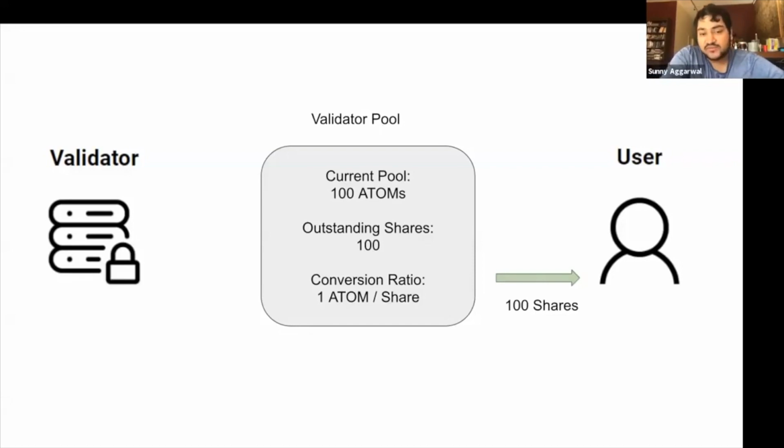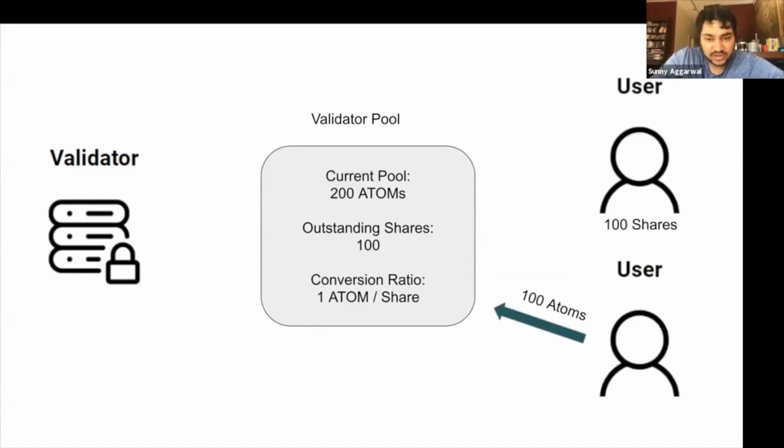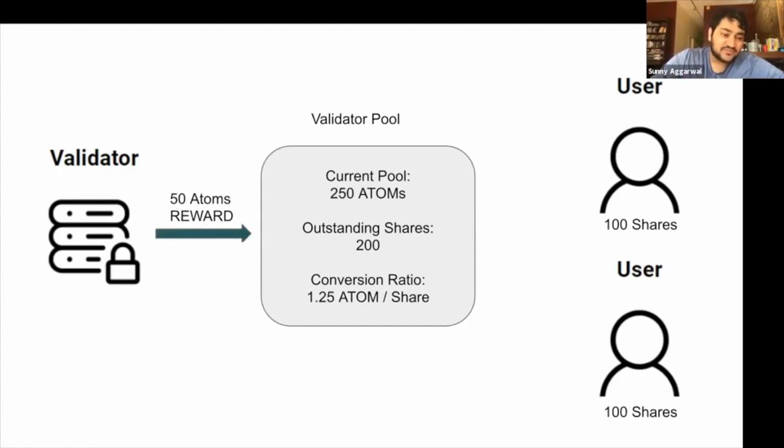And we keep track of the conversion ratio between atoms and shares. That way, if another user comes in and deposits 100 atoms, they also get shares back at the same atom to share ratio. So they'll get back 100 shares. So now there's a total of 200 atoms in the pool and 200 outstanding shares. Now let's say there's a 50 atom reward that was added to the validator staking, and now there's 250 atoms in the pool and only 200 outstanding shares. What this means is that the conversion ratio has now increased to 1.25 atoms per share, just the number of atoms over the outstanding shares.